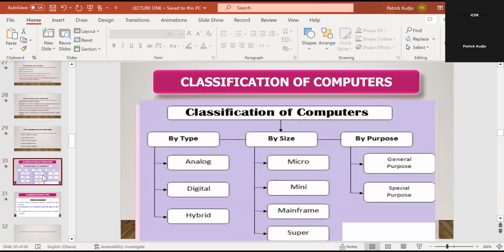Additionally, we also looked at the classifications of computers, and that was discussed in fundamentals of computer. So remember, we have three main categories. We have classification by type, classification by size, by purpose. If you are looking at classification by purpose, we are looking at general purpose computers, special purpose computers. By size, we are looking at the supercomputer, the mainframe, the mini, the micro.